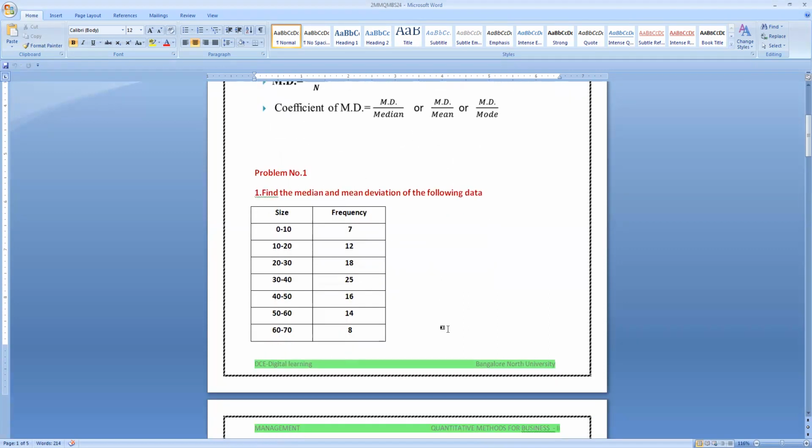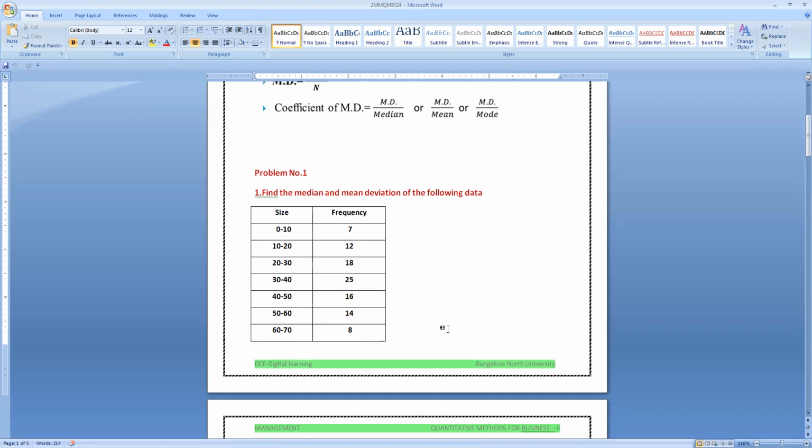Let us just see this question here, problem number 1. Find the median and mean deviation of the following data. So in this question, we have to calculate median as well as mean deviation. The mean deviation we are going to do with the help of median.